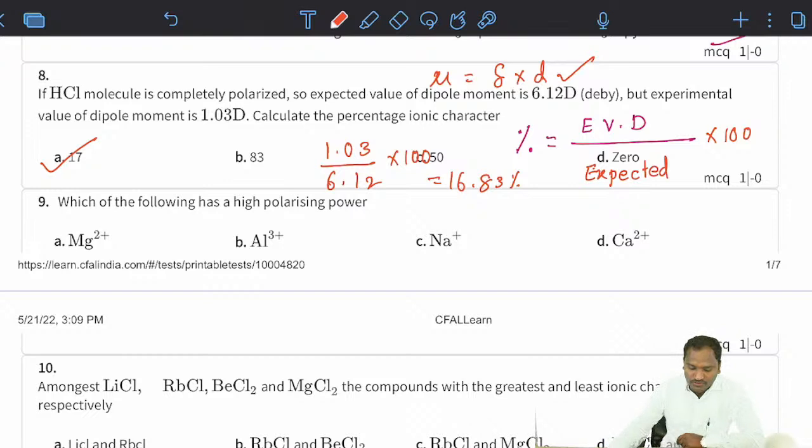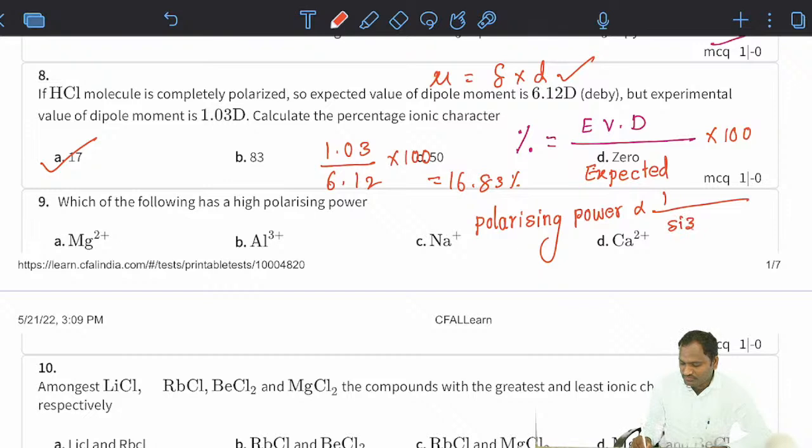Next one, which of the following has high polarizing power? Polarizing power depends on size. If size is small, polarizing power is more. Polarizing power is inversely proportional to size of cation, and directly proportional to size of anion, students.